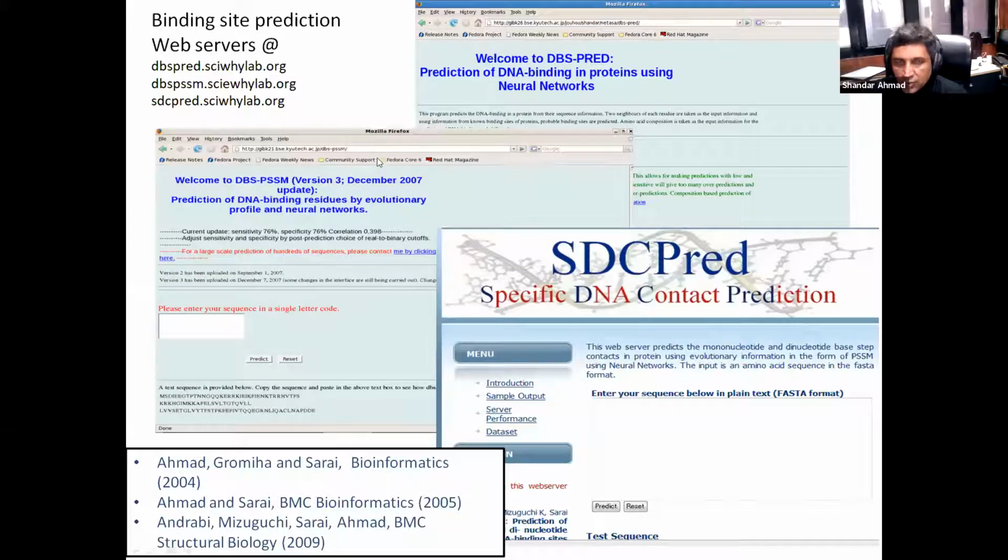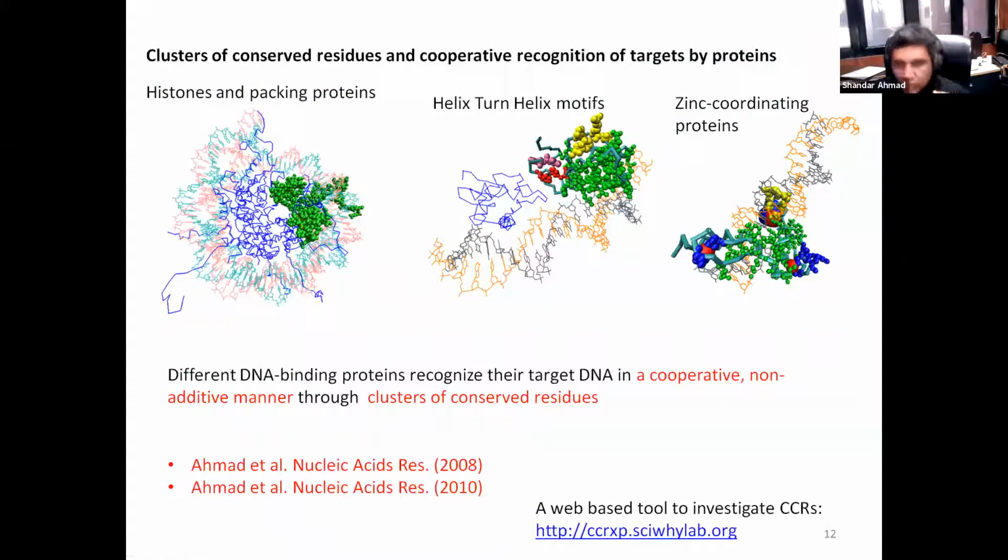These are some of the papers we published in this field to predict DNA binding residues with the help of neural networks. From 2004 onwards, until 2009, this was the main area of activity for my research.